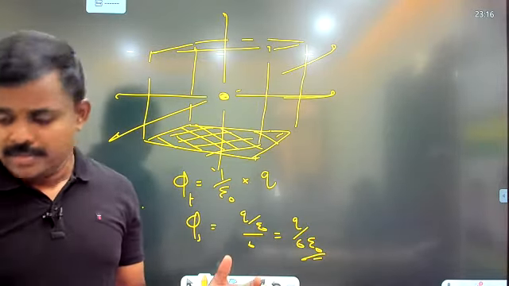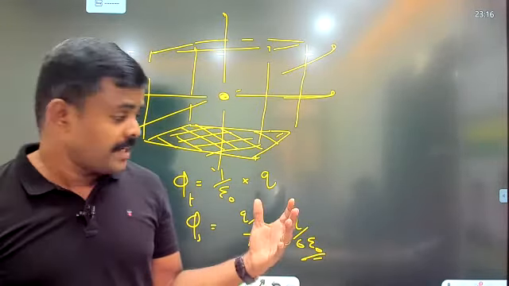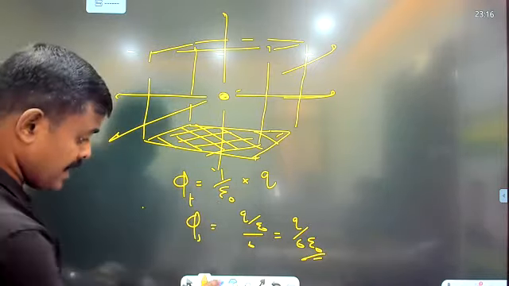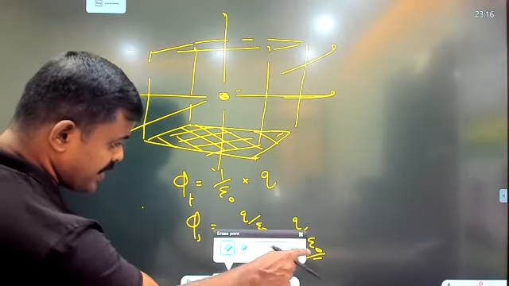That is the next one. Let me come to that. Q by 6 epsilon 0. This is flux through one surface. And then there are a few more questions over here. I'll tell you 3 types of questions. These are important advanced level questions.